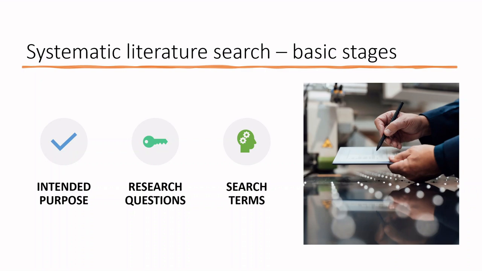And on a very basic level, there are 3 key stages to a systematic literature search. These are the intended purpose, research questions and search terms. So we're just going to go through each of these in turn.